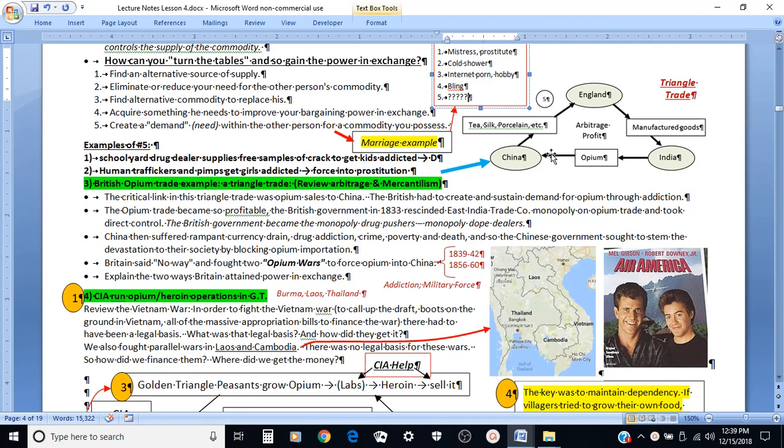Review the concept of arbitrage. Arbitrage is buying a commodity in one market where it's cheap, and shipping it to another market where the market price is higher. Right? You make a profit above your transportation cost, right? In this case, you do it three times.